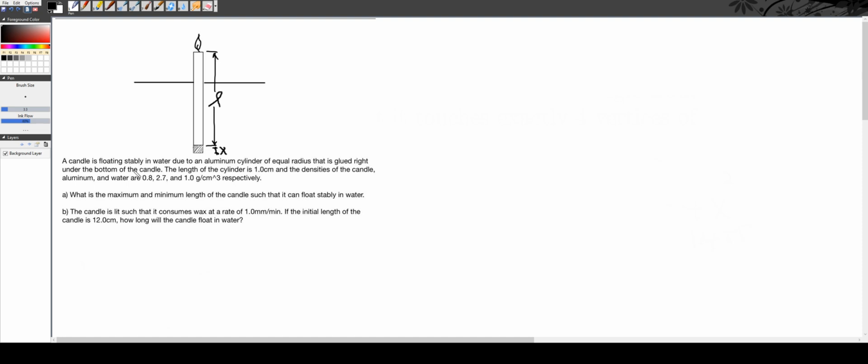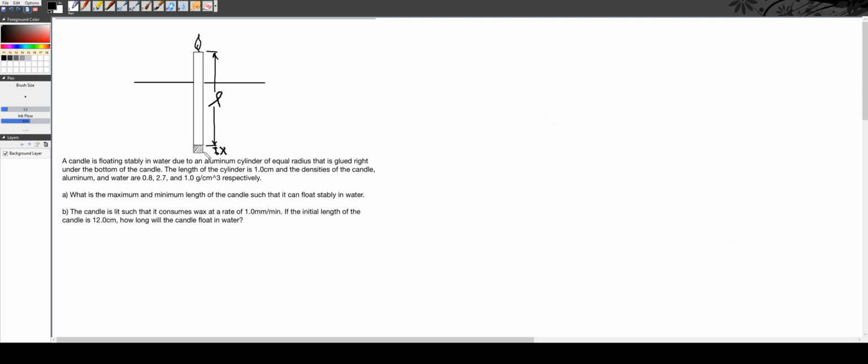So a candle is floating stably in water due to an aluminum cylinder of equal radius that is glued right under the bottom of the candle, right? The length of the cylinder is 1.0 centimeters, and the densities of the candle, aluminum, and water are 0.8, 2.7, and 1.0 grams per centimeter cubed, respectively. So for part A, I want to find the maximum and minimum length of the candle such that it can float stably in the water.